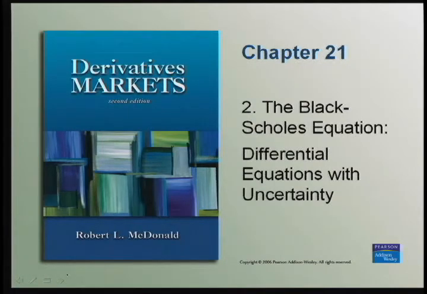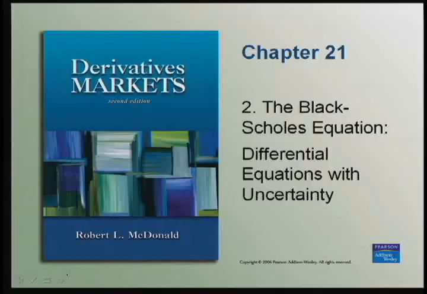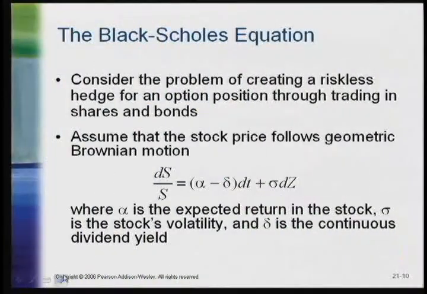In Module 2 of Chapter 21, we're now going to generalize some of the tools from Module 1 for differential equations where there was no uncertainty, and apply them in the context of differential equations relating to stochastic processes. In the meantime, we'll derive the Black-Scholes differential equation. So what we're going to do is attempt to create a riskless hedge for an option position by trading in shares and bonds.